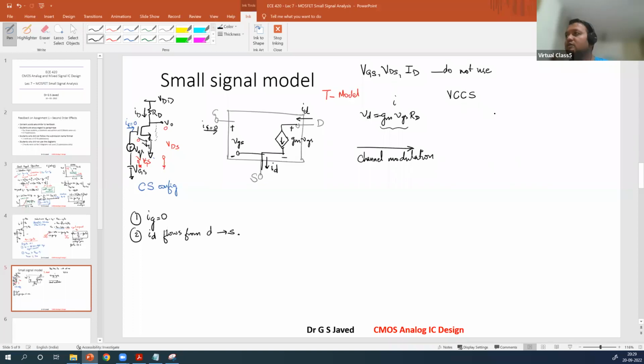How is it shown? First is your gm vgs. This is gm vgs, and this node, you will see the gate.